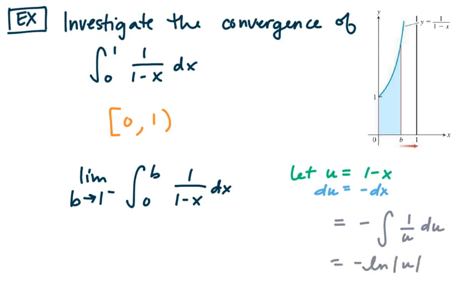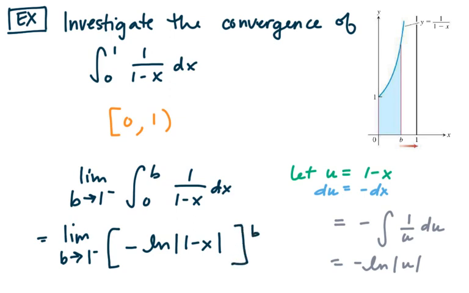natural log of u, and plugging my x value in, that would be negative natural log of the absolute value of 1 minus x. So I'm dealing with the limit as b approaches 1 from the left. I don't know why I put an extra little 1 there. As b approaches 1 from the left of negative natural log of the absolute value of 1 minus x, evaluated from 0 to b.